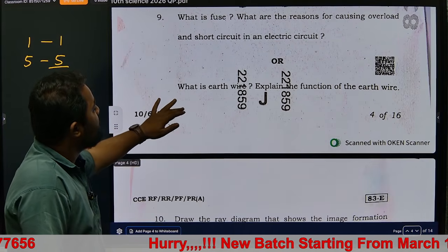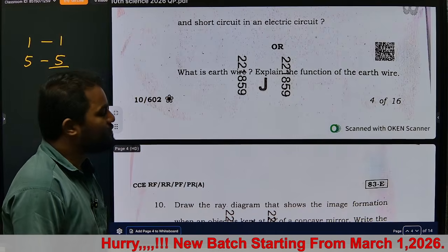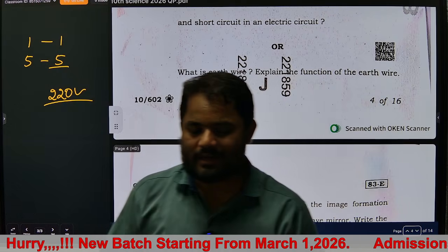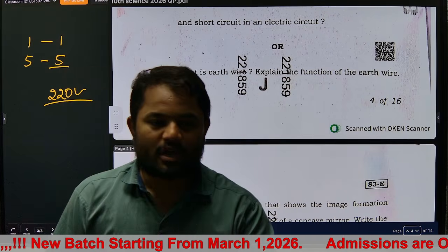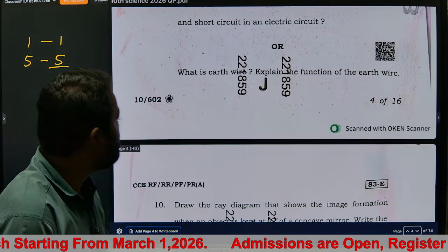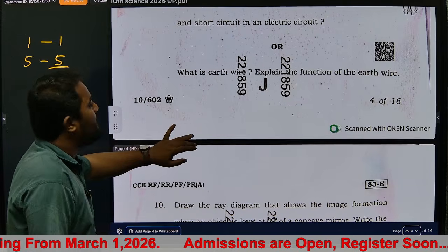See next, what is earth wire? Explain the function of the earth wire. The earth wire is the wire which is connected to the earth, to the devices which have a metallic body over them. It is insulated with green color.